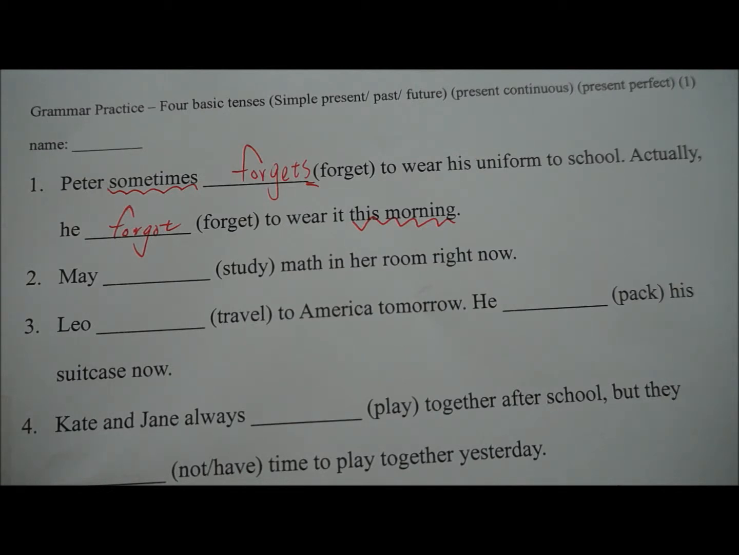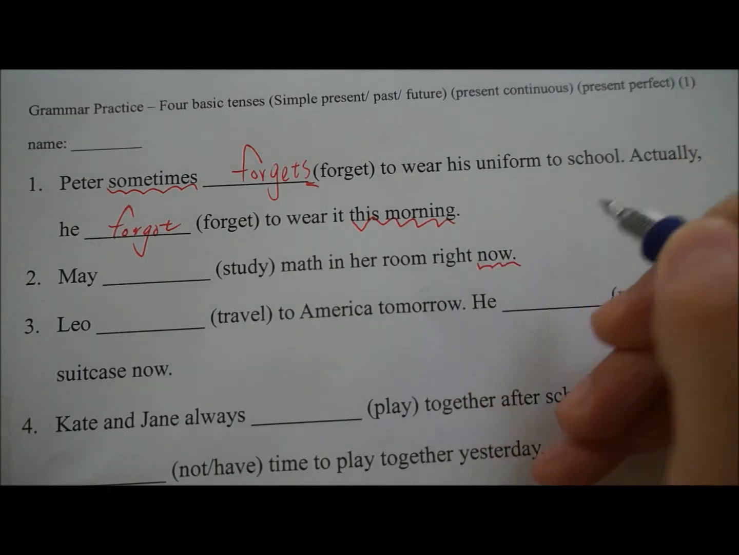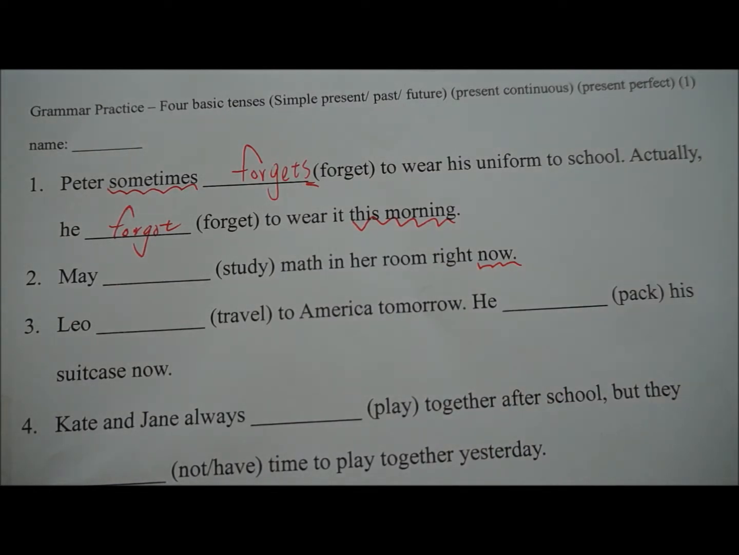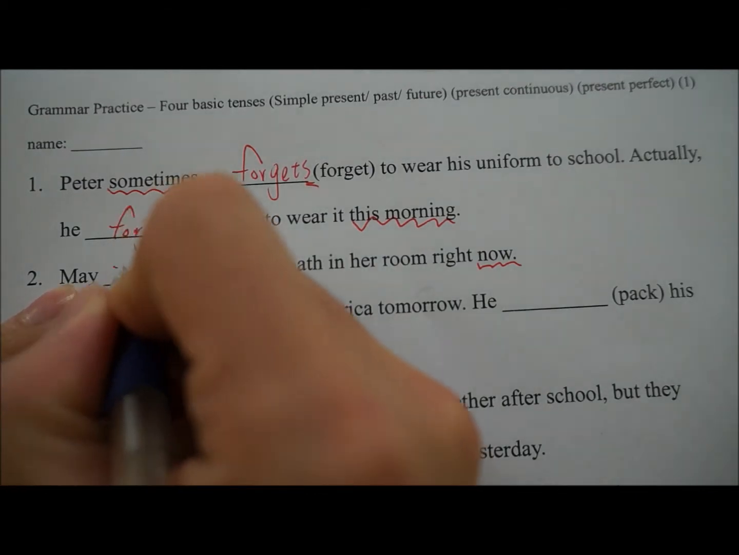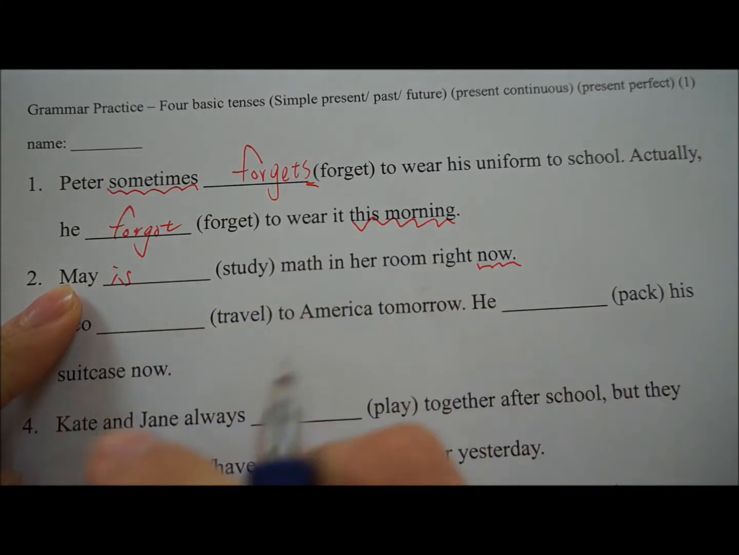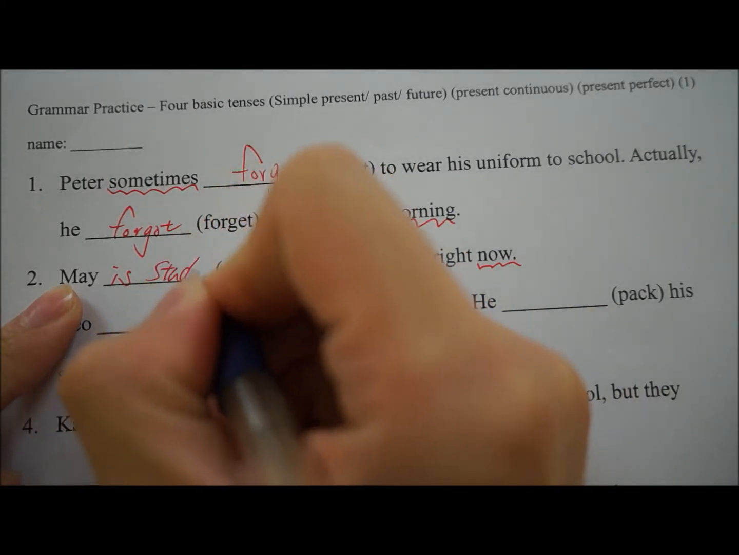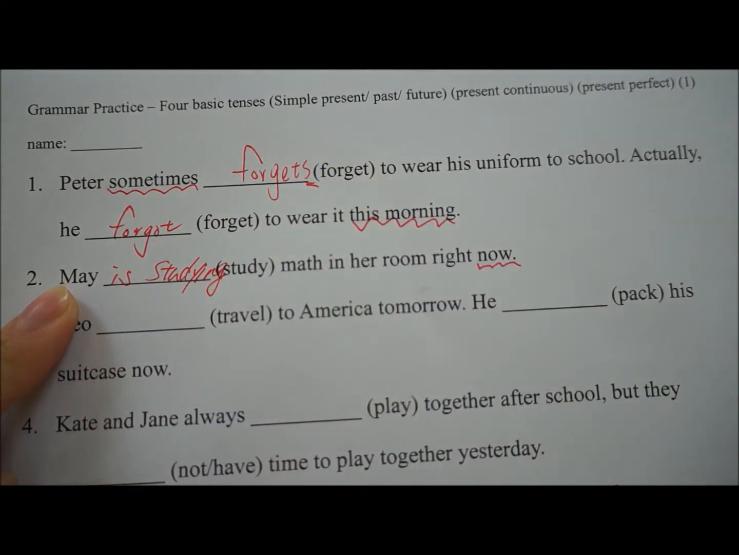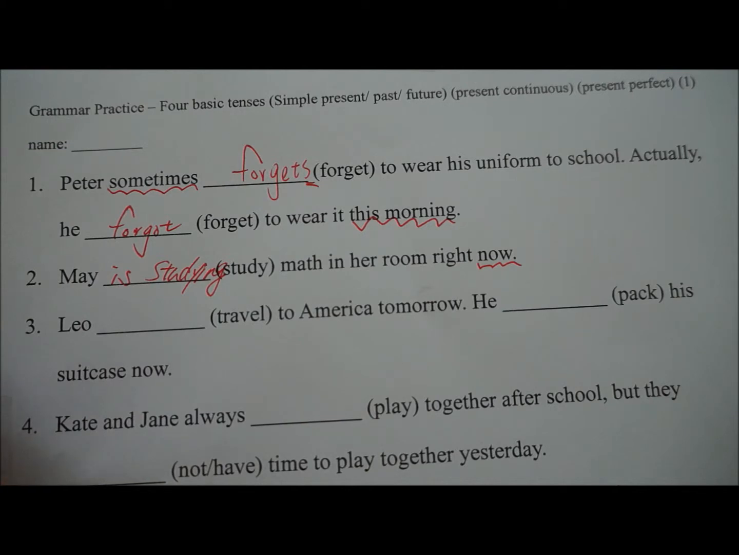The time marker of question number 2 is the word now. When we see now, we know it is something that is happening at the moment of speaking. So it is the present continuous tense. For present continuous tense, we need 2 things, 2 components: a be verb, and verb ing. The be verb that goes with May is. Studying, without dropping the y, studying. So the answer is May is studying math in her room right now.